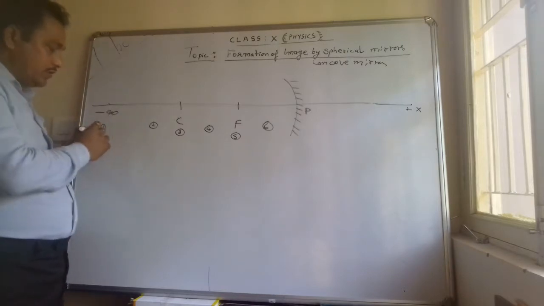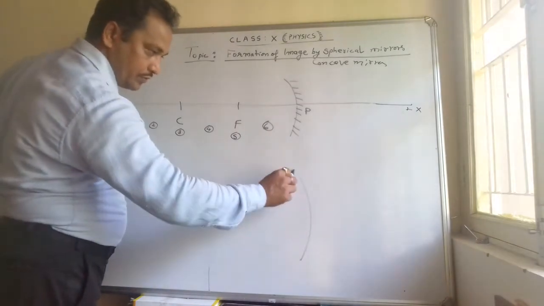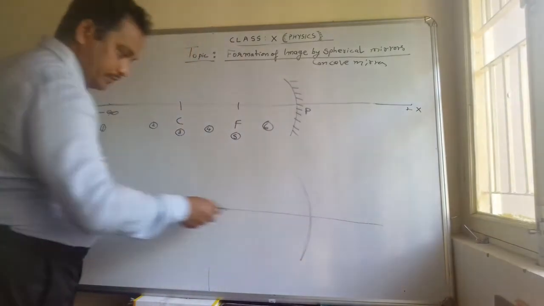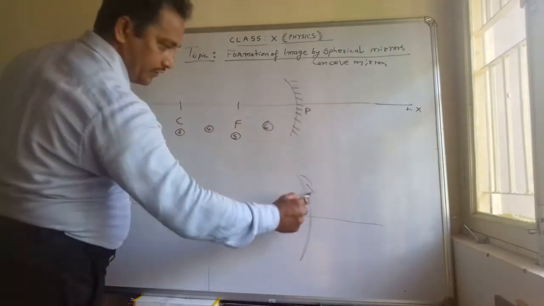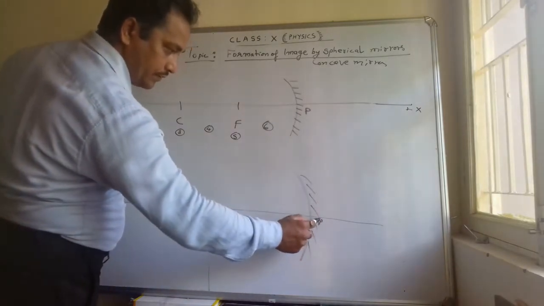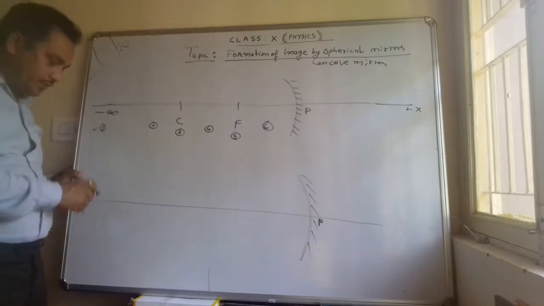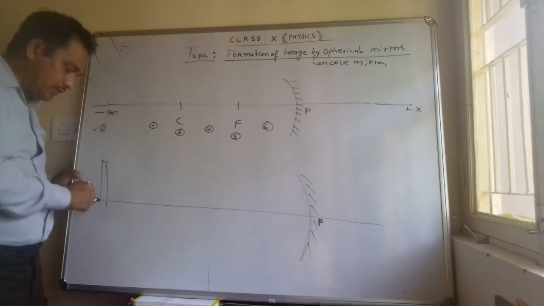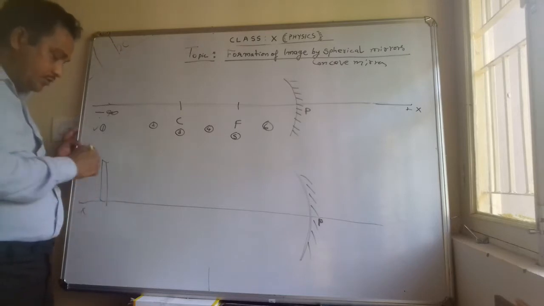So all these six cases one by one we will see, and where the image is formed. So let us start with the first one. Here this is the principal axis for the concave mirror. This is P, negative infinity. The object is placed at infinity somewhere, so we can draw like this. This is the object, this is the height of the object, h.